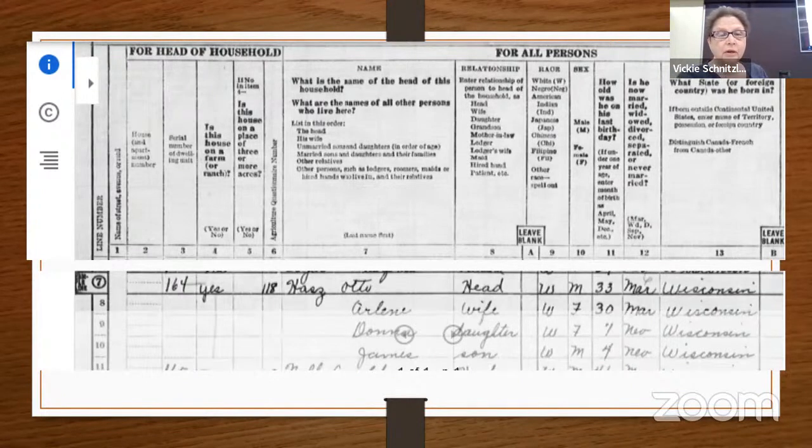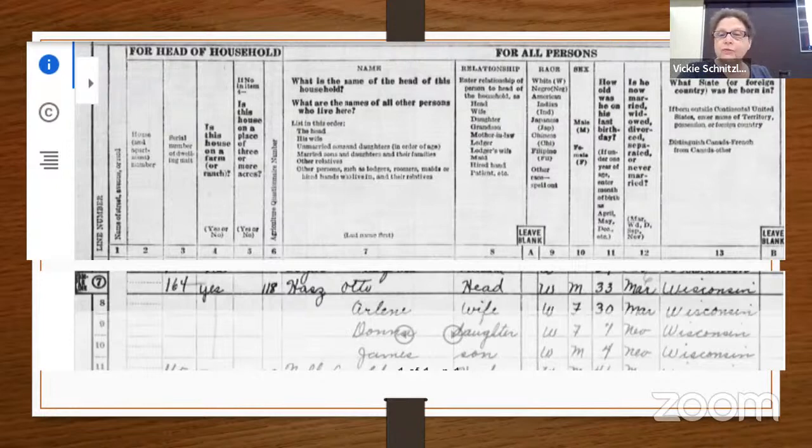So we can find out he was living in this house, I believe, a year ago. Is this the house? Oh, I'm sorry. Line number 4 says yes, and that means that he was living on this farm. It's a farm that he's living on, or that's where the dwelling is on a farm. And then line number 5 asks if this house is on a place of 3 or more acres, and it doesn't have anything there because for some reason they must have figured that because it's a farm, it's going to be more than 3 acres. For some reason, they didn't put an answer there.